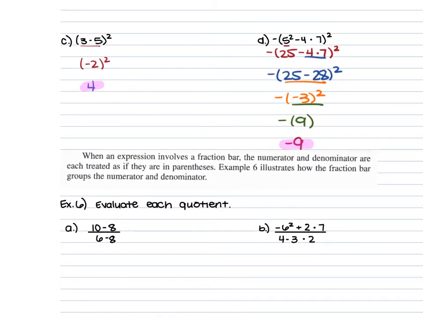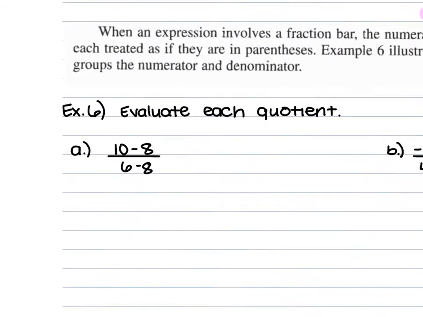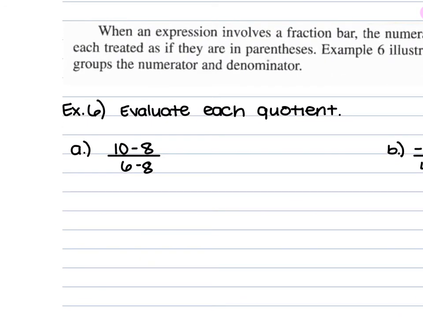For example 6, we're just evaluating. So for A, we have (10 minus 8) over (6 minus 8). Do the 10 minus 8, that gives us 2. The 6 minus 8 gives us negative 2. A positive divided by a negative is a negative, and 2 divided by 2 is just negative 1.